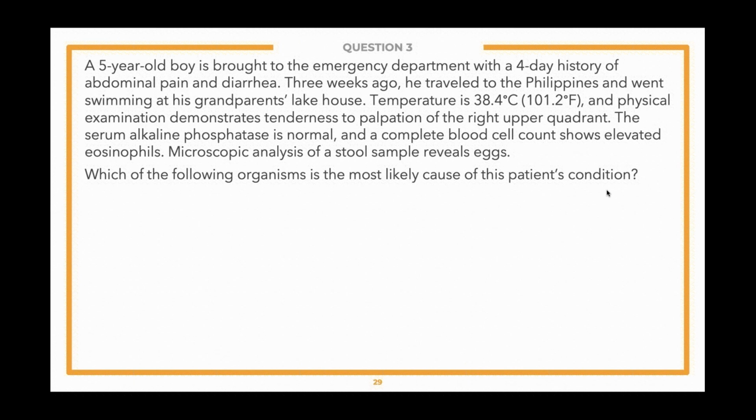The serum alkaline phosphatase is normal, and a complete blood cell count shows elevated eosinophils. Microscopic analysis of the stool sample reveals eggs. Which of the following organisms is the most likely cause of this patient's condition? Boris.